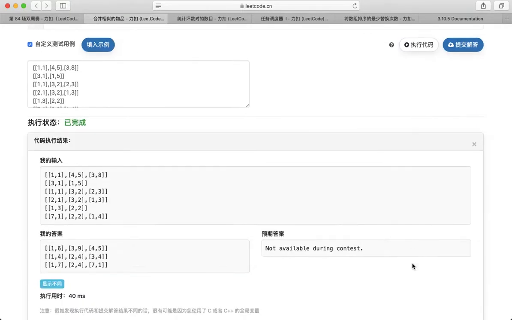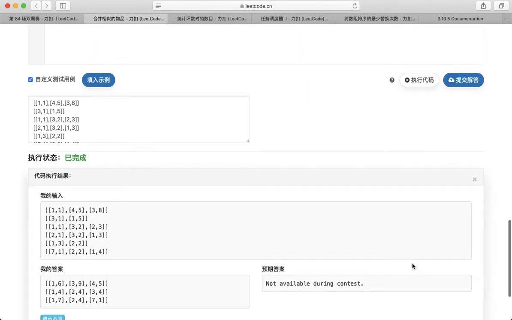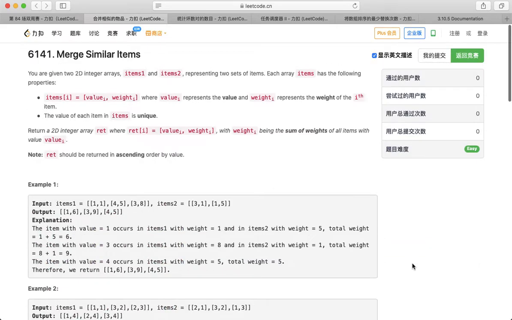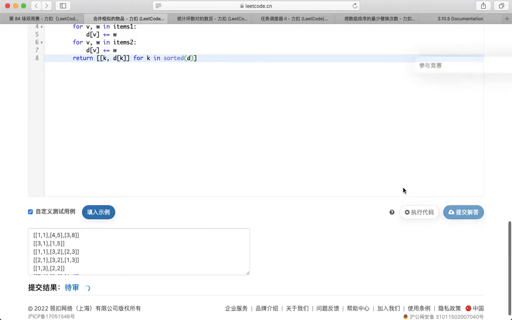Six, 3, 9, 4, 5, 1, 4, 2, 4, 3, 4, 7, 1, 7, 2, 4, 7, 1. Looks correct.